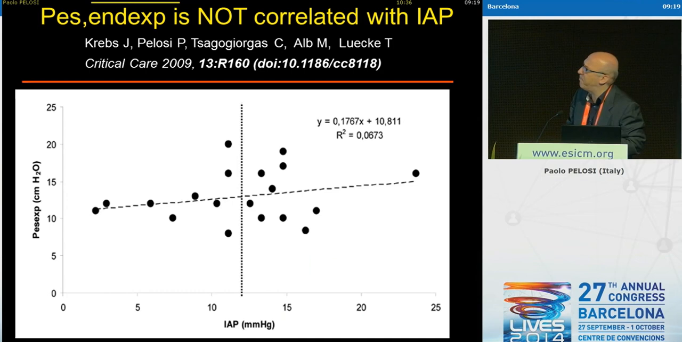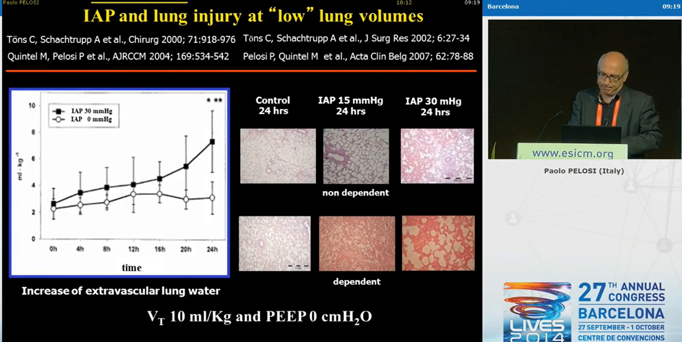And these are data in patients, and they confirm the data in animals showing esophageal pressure at end expiration with increasing intra-abdominal pressure. Unfortunately, in this study, we do not have many patients above 20 because these patients are rare. There was no relationship between intra-abdominal pressure and esophageal pressure at end expiration, as I showed you before in animals. What about intra-abdominal pressure and ventilator-induced lung injury?